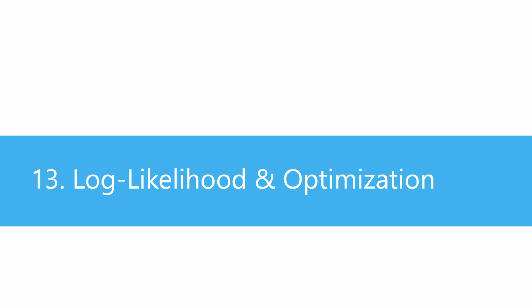Chapter 13 Log Likelihood and Optimization. In this chapter, we will look more closely at the optimization process by which the logistic regression model finds the optimal parameters.